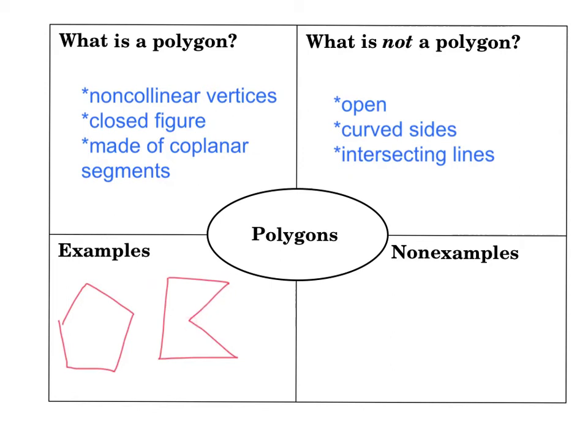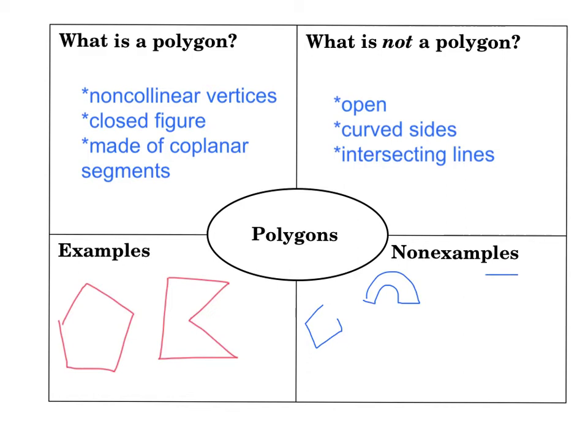Alright, so non-examples. These are the ones you need to be aware of. Open polygons, so something like where there's an opening, doesn't work. How about curved sides? That macaroni noodle doesn't work.